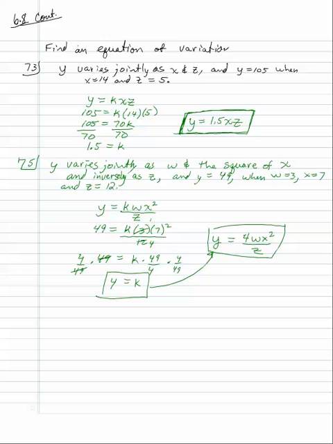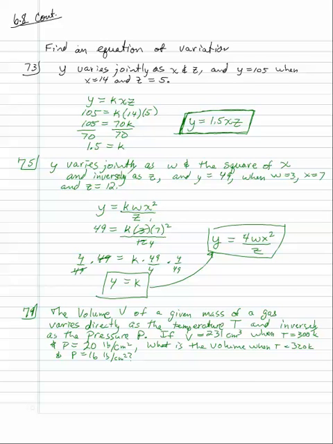Alright, let's try one more word problem and then we'll call it a day. Okay, so volume V of a given mass of gas varies directly as temperature T and inversely as pressure P. If V equals 231 cubic centimeters when T equals 300 Kelvin and P equals 20 pounds per square centimeter, what is the volume V when T equals 320 Kelvin and P equals 16 pounds per square centimeter?